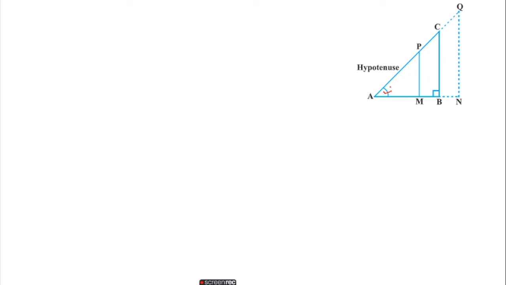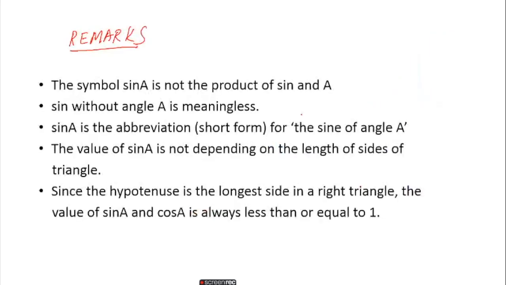So these ratios are all equal because these are all similar triangles. We have studied similar triangles already. Here you can see 3 triangles, APM, ACB and AQN. These triangles are all similar. You know, in similar triangles, their corresponding sides are proportional. So sin A is the same whether you take it from this small triangle or this medium sized triangle or this big triangle. That means the value of sin A does not depend on the length of the sides of the triangle.